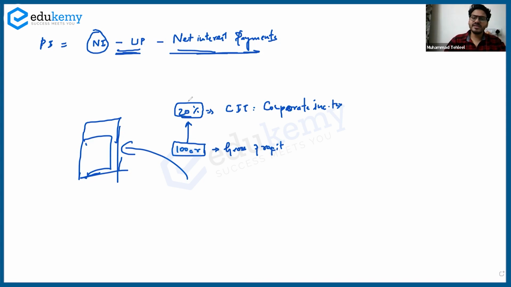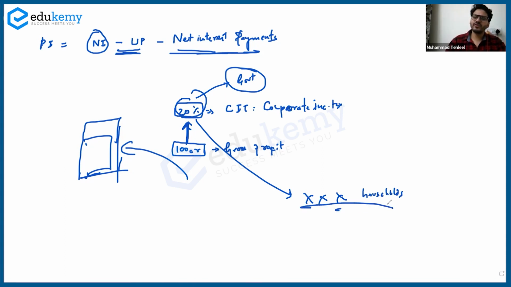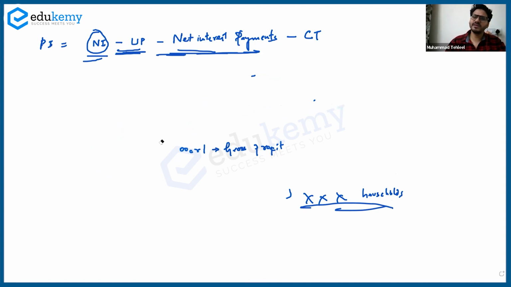Now, this 20% that is taken out of these profits is taken by the government. It is not received by households. So corporate income tax is not received by households. It is received by the government because it's a tax. So from the national income, you first deducted undistributed profits, then net interest payment, and then you have to deduct corporate tax, because corporate tax is not received by households. Fine. So these are the three things that you have to deduct from national income.